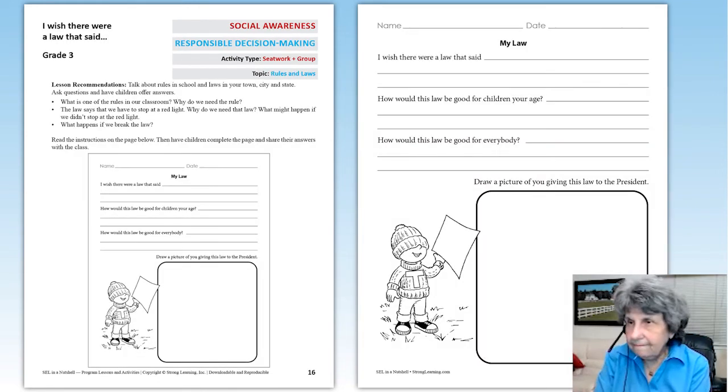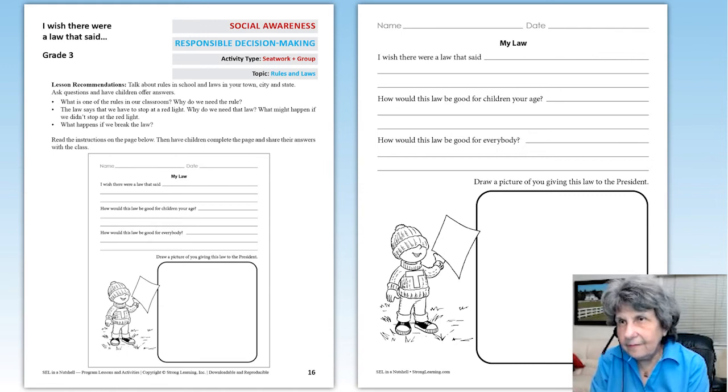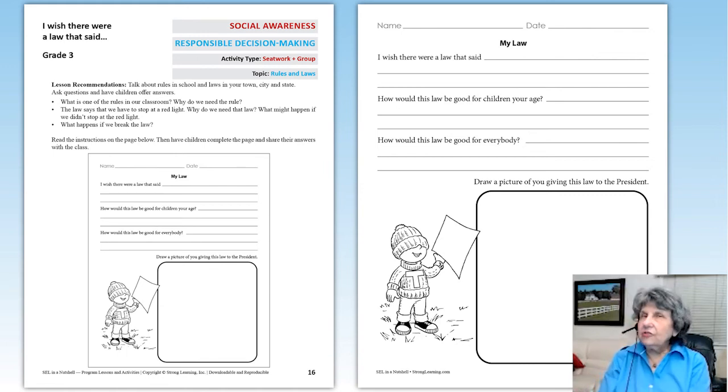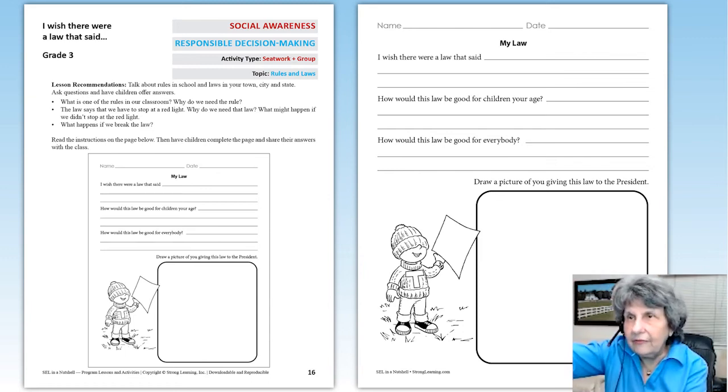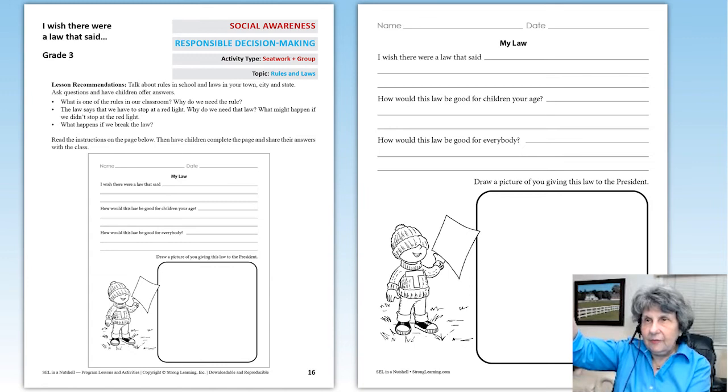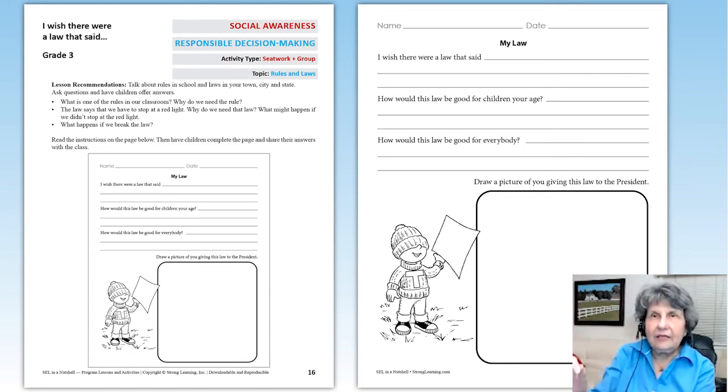Grade 3. Okay, lesson 3, talk about rules in the school and laws. I wish there were a law that said... okay, now they're 8 years old. Why would this law be good for children your age? How would this law be good for everybody? If you start thinking about Bloom's taxonomy, we're starting to move up from comprehension to analysis. Creativity is the highest form of thinking, cognition, on top of Bloom's taxonomy.